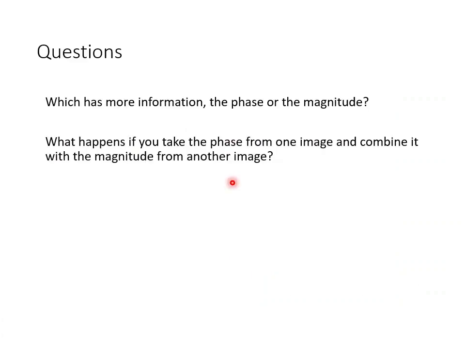All right, so there are a few questions. Which has more information? Because you know the Fourier transform will create values in the complex domain, and in the complex domain there are two components, the magnitude and the phase. Which is more important? And what will happen if you take the phase from one image and combine it with the magnitude from another image? That is a hybrid image. Just keep it in mind. You don't need to answer it right now. And let's see more examples.